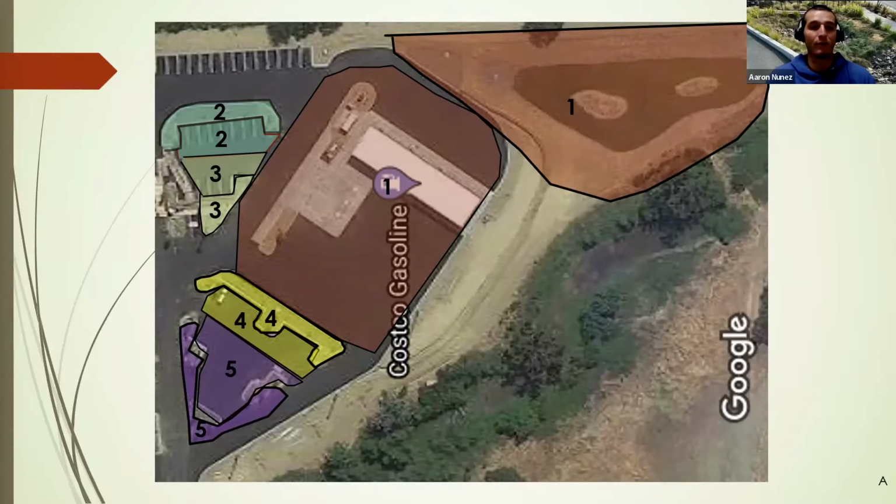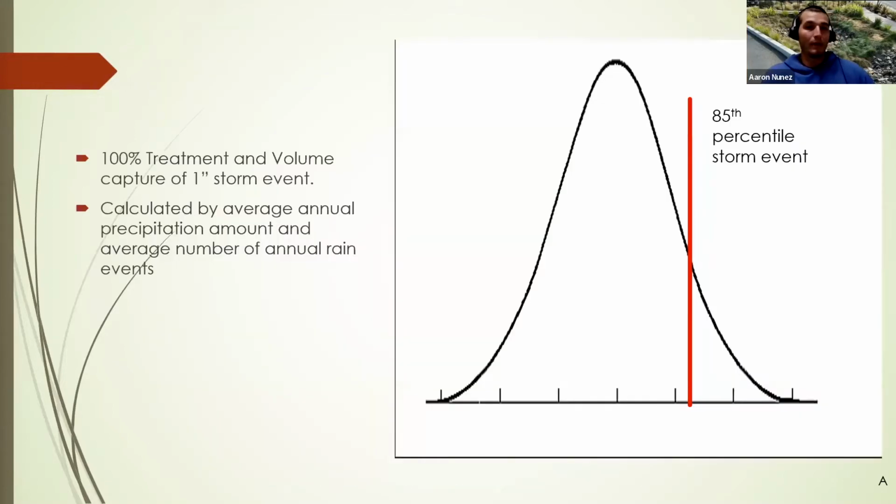So just to kind of give you a visual of how tributary areas within a project can break down, this kind of helps you visualize that and see how water sheds off of a project and is diverted into various features that are sized for specific tributary areas. And again, these features that are sized for these tributary areas are supposed to be designed to capture 100% of the stormwater and treat 100% of it and the volume within a 1-inch storm event.